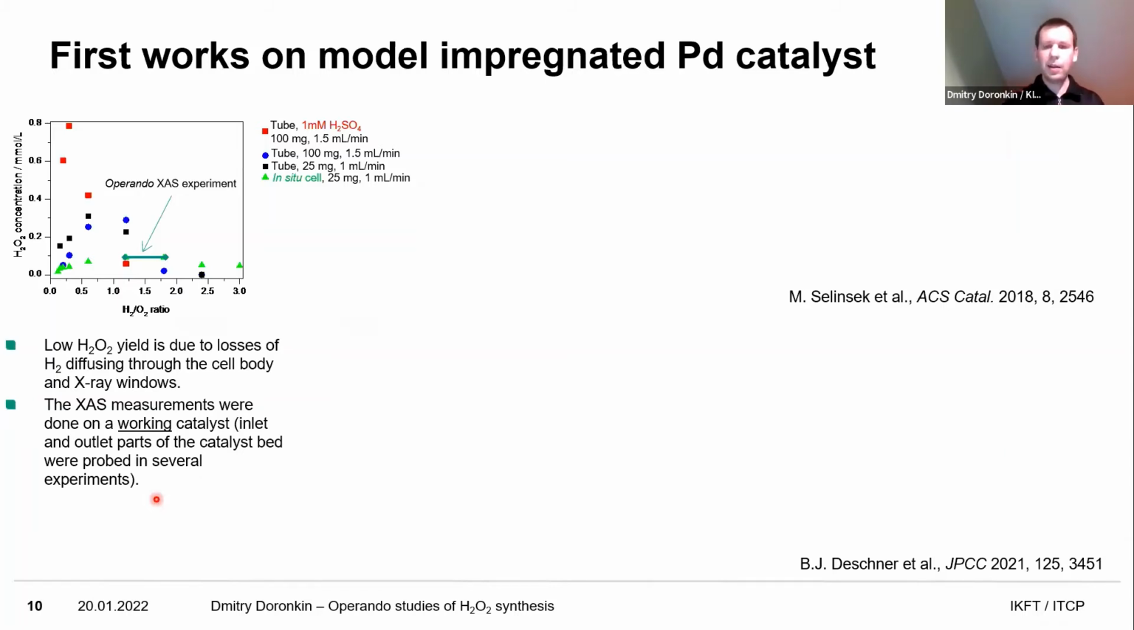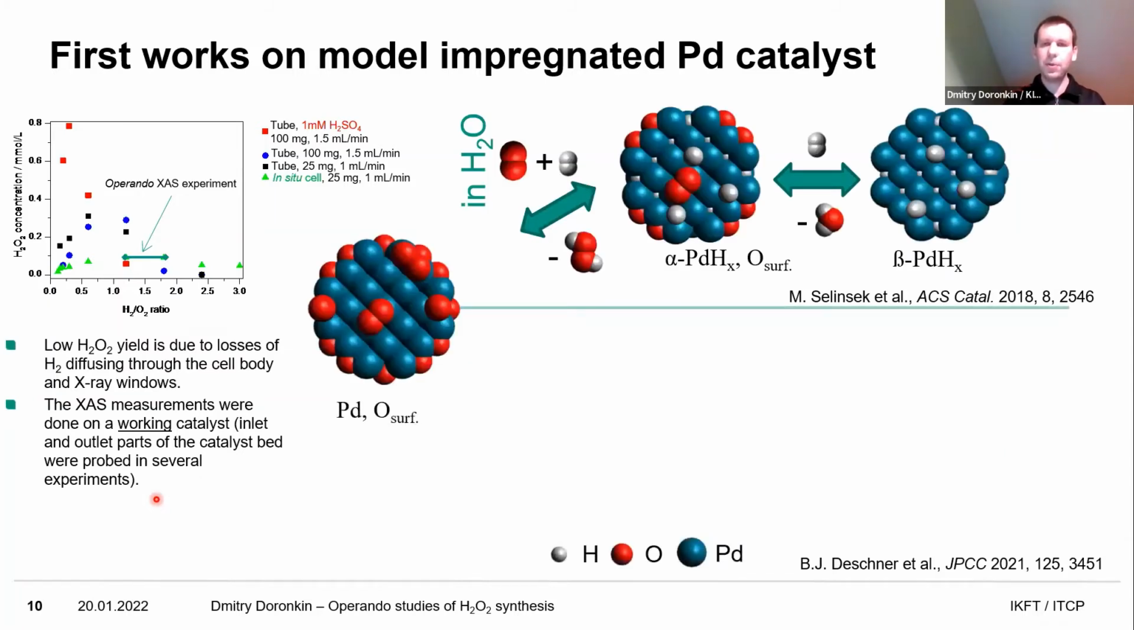With that, I'm nearing the conclusion about the first part of our work. So we got information about which kind of nanoparticles are actually active to produce hydrogen peroxide in water. So palladium nanoparticles with chemisorbed oxygen on the surface, and not too much hydrogen in the lattice, so without lattice expansion, with X below 0.3. That corresponds to alpha palladium hydride. This state of catalyst produced indeed the highest amount of hydrogen peroxide.